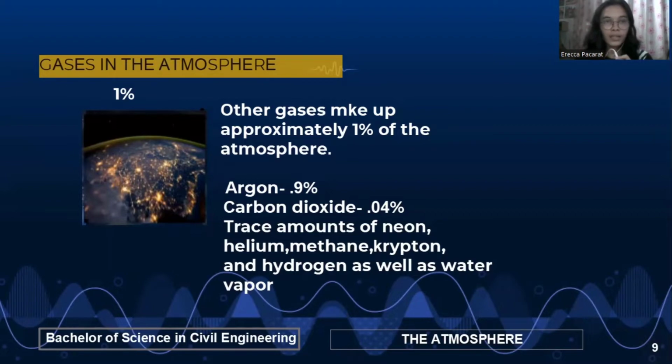And then the other gas in the atmosphere is carbon dioxide, which composes 0.4% of the atmosphere. The role of carbon dioxide in the atmosphere is very crucial to plants because plants use carbon dioxide to make food and release oxygen for us humans.